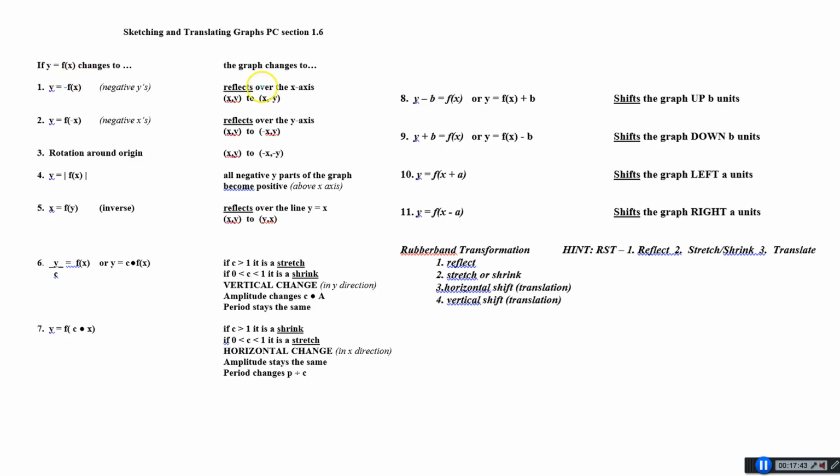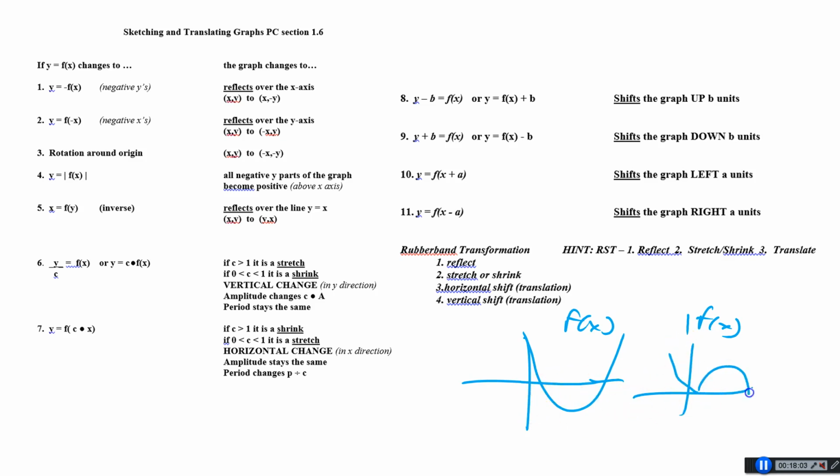If the negative's on the outside, it reflects over the x-axis. Negatives on the inside reflect over the y-axis. Absolute value we'll talk a little bit more about later in class, but that basically takes everything and makes it positive. So if a function looks like this, and this is f of x, then I'm going to do absolute value of f of x. This part that's negative down here will just come to the top, so it ends up looking like this. All negative y values become positive. Okay. Inverse, when you switch x and y, we'll talk about that later. Don't worry about it for now.